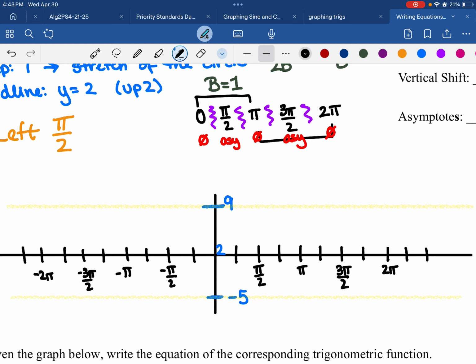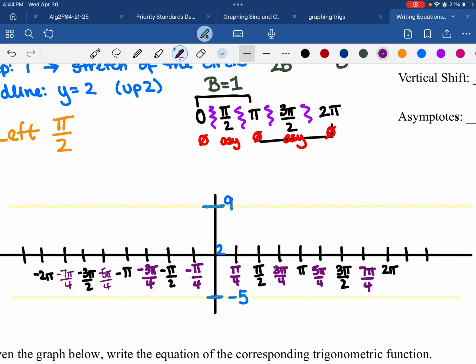So what I'm going to do is I'm going to cut those in half, and I'm going to write in pi over 4s. So pi over 4, 3 pi over 4, 5 pi over 4, and 7 pi over 4, negative pi over 4, negative 3 pi over 4. Should have made these smaller. Negative 5 pi over 4 and negative 7 pi over 4.